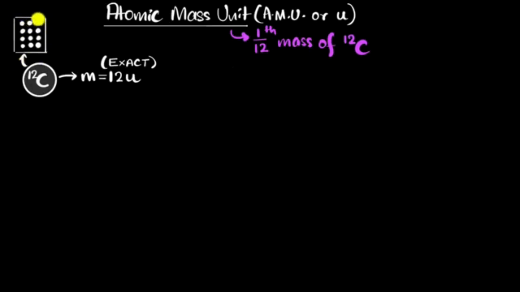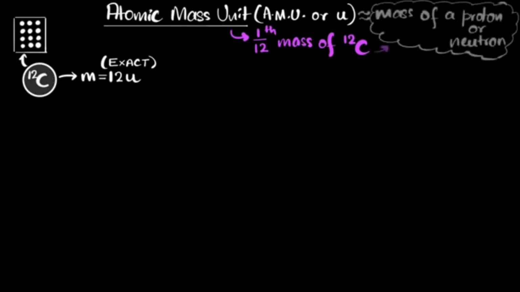Now, by fixing the mass of those 12 particles to be 12U, look at what we're doing. We are basically saying, hey, let's fix the mass of a single proton or a neutron to be about 1U. That was the whole intention, okay? So you can also think 1U is kind of a representation of a mass of a single proton or a neutron. But again, this is not exact because masses of protons and neutrons are not exactly equal to each other. So a proton and neutron will have a mass very close to 1U, but it's not exactly 1U. But it's a good way to think about what a U represents. It represents sort of the mass of a proton or neutron.